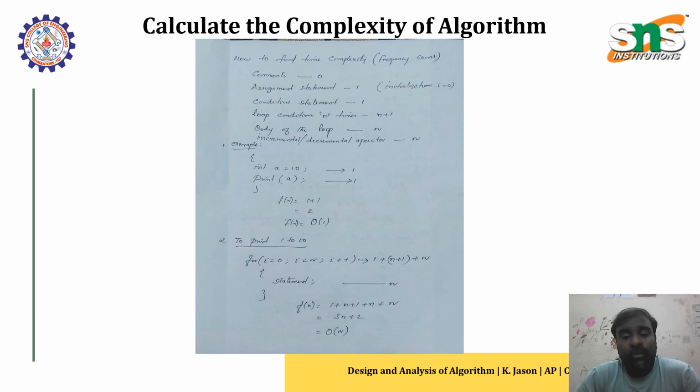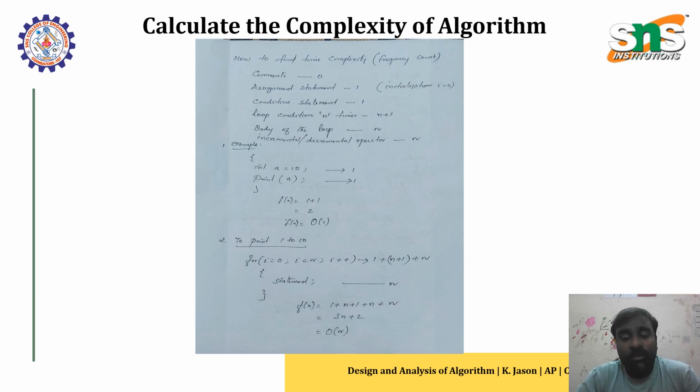Next, the program to print 1 to n. Here we are using a for loop. So for the loop execution, I assign 0 takes 1 unit of time, I less than n takes n plus 1 times, and I plus plus is n times. That means I assign 0 is an assignment statement, so 1 unit of time. I less than n is the loop condition, so n plus 1 times.